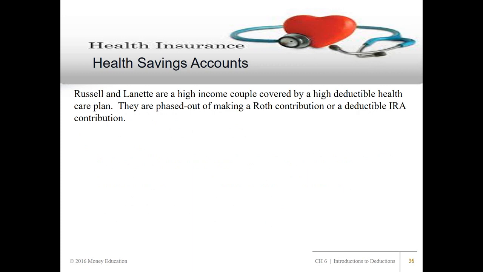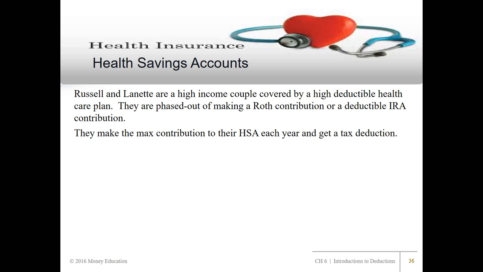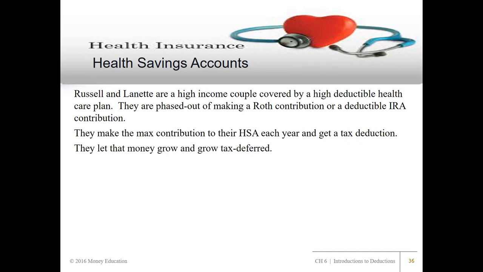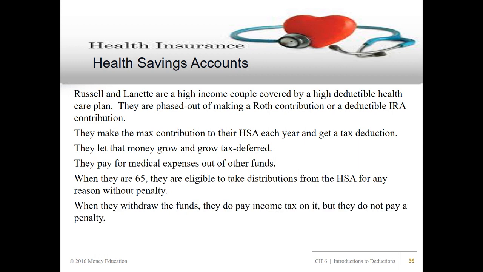So, for example, Russell and Lynette are a high-income couple covered by a high-deductible health care plan. They're phased out of making a Roth contribution. They're phased out of making a deductible IRA contribution. They make the max contribution to their HSA each year, and they can still get a tax deduction. Now, they can let that money grow and grow tax deferred. They pay for medical expenses out of other funds. And so when they're 65, they're eligible to take distributions from the HSA for any reason without penalty. So this is just like an IRA.